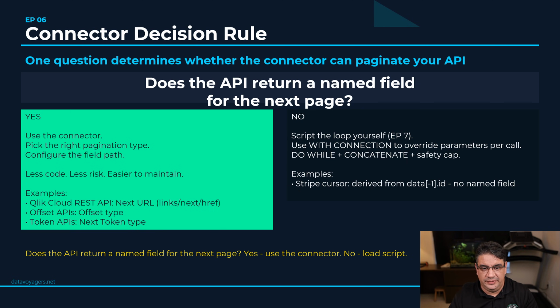If none of these things are available, then there's a high chance that you have to use the load script. At the end, if you're having problems using data connection pagination, you can always use the load script. Okay, it's not like you should never use the load script. It's just easier to keep pagination in the data connection.